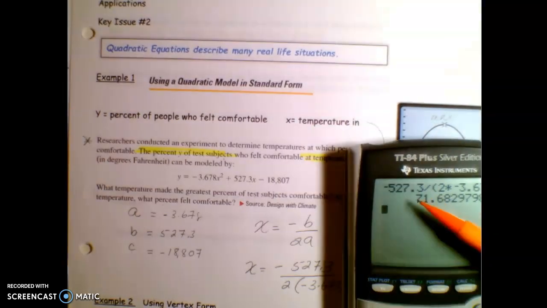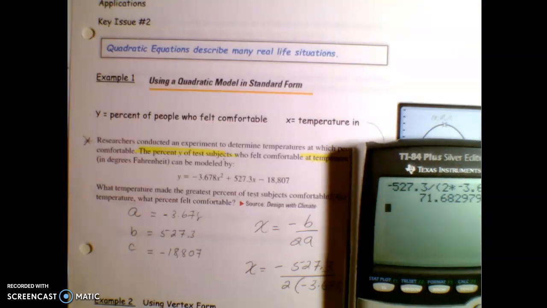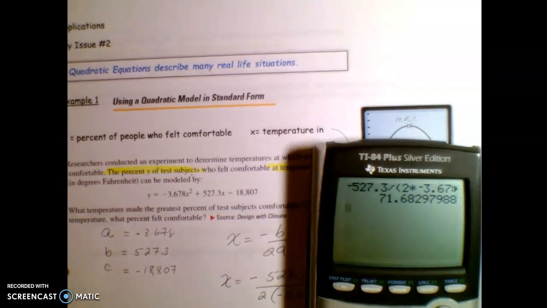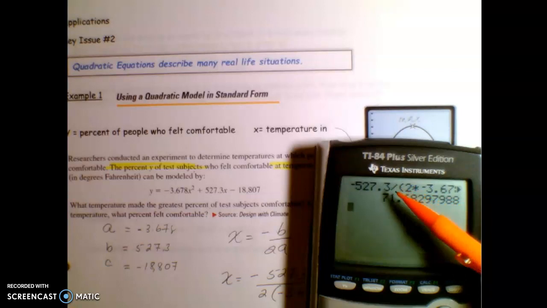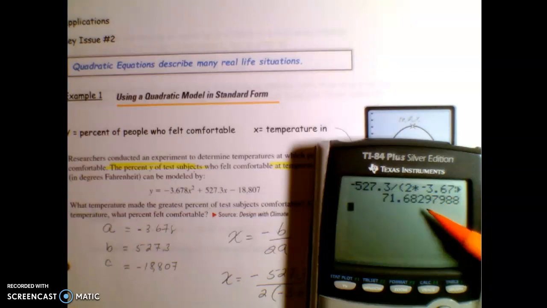Negative 527.3 divided by. And now I want you to notice what I did here. When I divided by, I needed to divide it by 2 times whatever this is. Now, if I key it in like this and put parentheses around here, it's going to give me this for a value. Watch what happens if I don't.